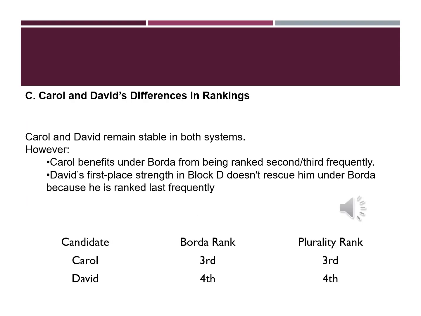Carol and David's differences in ranking. Carol and David remain stable in both systems. However, Carol benefits on the Borda count from being ranked second or third frequently. David's first place strength in Block D doesn't rescue him on the Borda count because he is ranked last frequently. Here we have the candidate name, the Borda rank and the plurality rank. Candidate Carol, Borda rank third place, plurality rank third place. Candidate David, Borda rank fourth place, plurality rank fourth place.